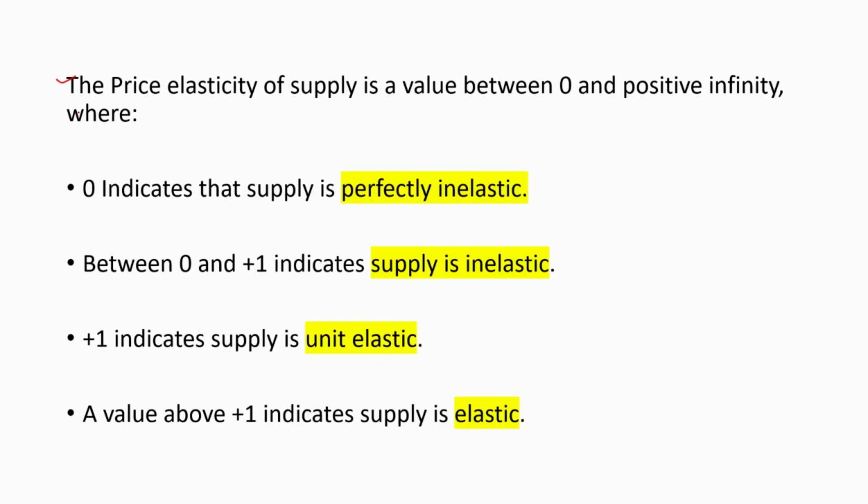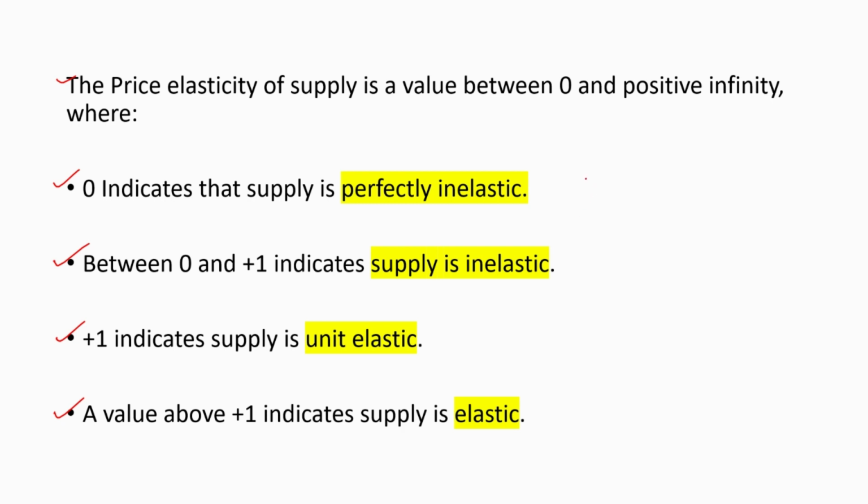The price elasticity of supply is a value between 0 and positive infinity, where 0 indicates that supply is perfectly inelastic. Between 0 and positive 1 indicates supply is inelastic. Positive 1 indicates supply is unit elastic. A value above positive 1 indicates supply is elastic.